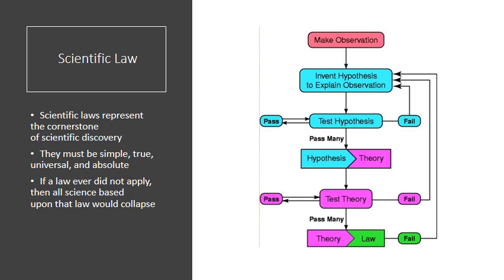If a law did not apply, then all science based on that law would collapse. Physicists love to use laws. They always talk about laws, at least they used to. 1600s, 1700s. What are a few scientific laws you've heard of? Here, I'll say Newton's laws of gravity, okay? Newton's laws of motion. There's all sorts of laws out there.